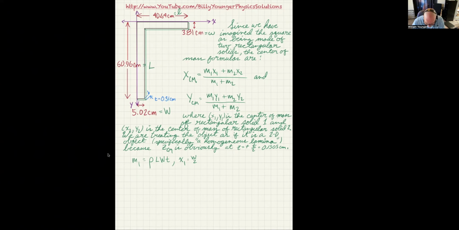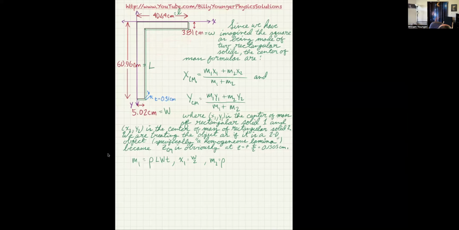Now, the other rectangle is going to have a mass M2. Now, that mass is going to be the density again times the volume. But this rectangle, by the way, only goes over to here, because if I went all the way to here, it would include part of the rectangle that I've already done. So I really only want to include this part. And of course, this width from here to here is the L minus W that we talked about.